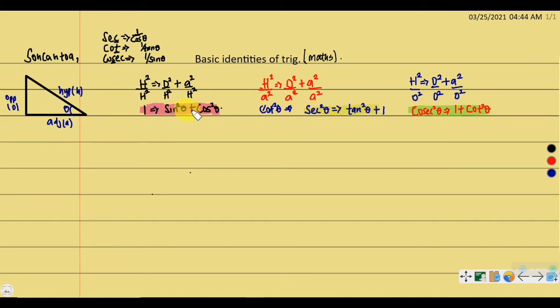You can see 1 is equal to sine square theta plus cos square theta. And also say 1 is equal to sec square theta, I am only rearranging what we have written down, minus, I said plus, it should be minus, excuse me, tan square theta. And the third one, you can also rearrange as 1 is equal to cosec square theta minus cot square theta. So these are the three identities that I am talking about here, and we are going to use each and every one of them to solve some questions.